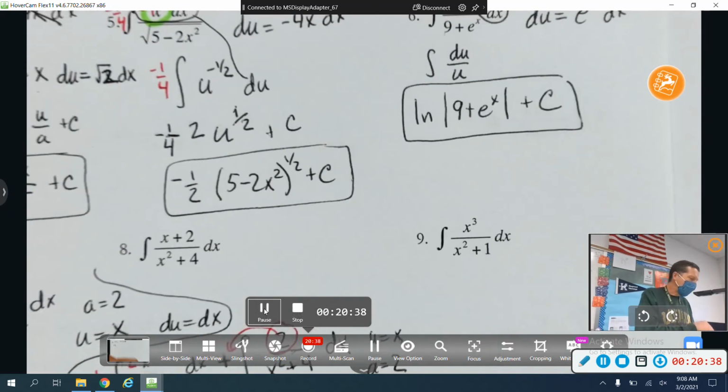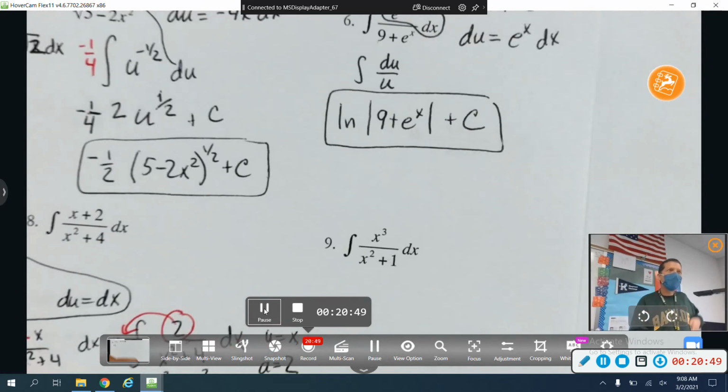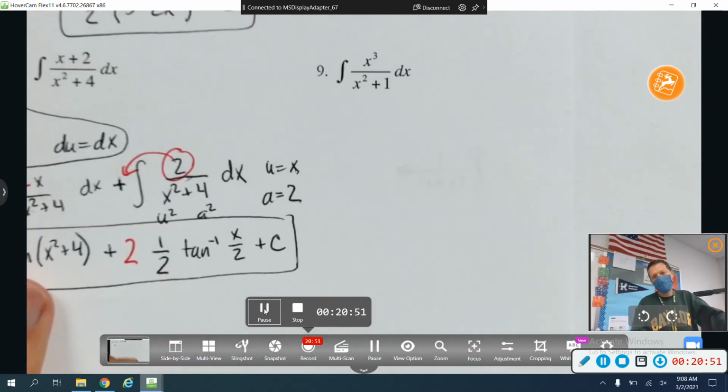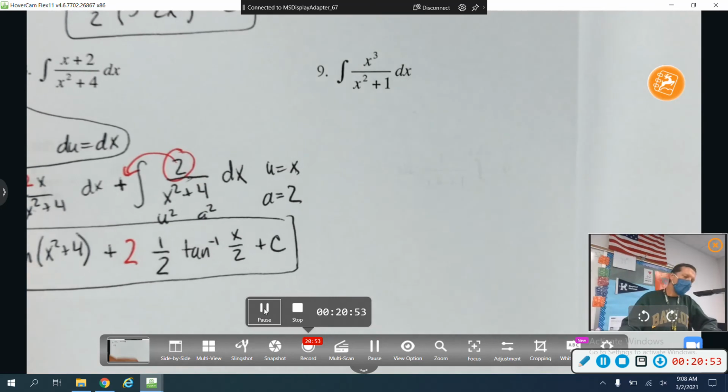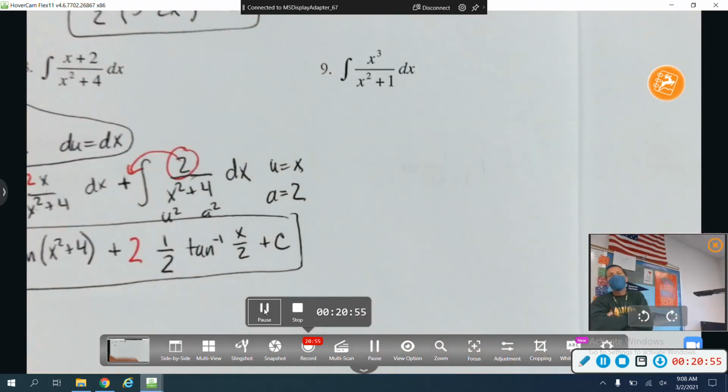Number 9. Thoughts on number 9? Yes. Algebra first. And when you say algebra first, be a little more specific. So there's a rule that we don't like using this rule, but if the top has a bigger degree than the bottom, no.